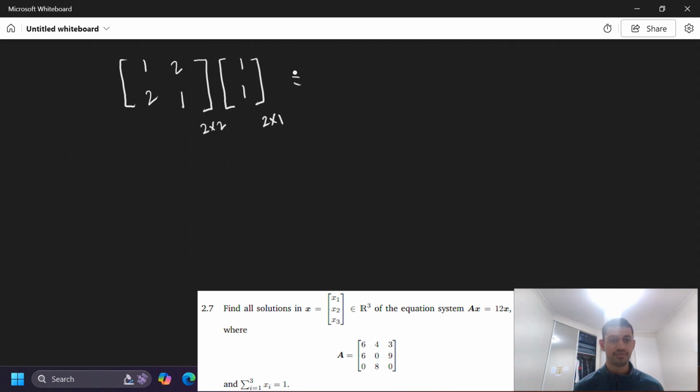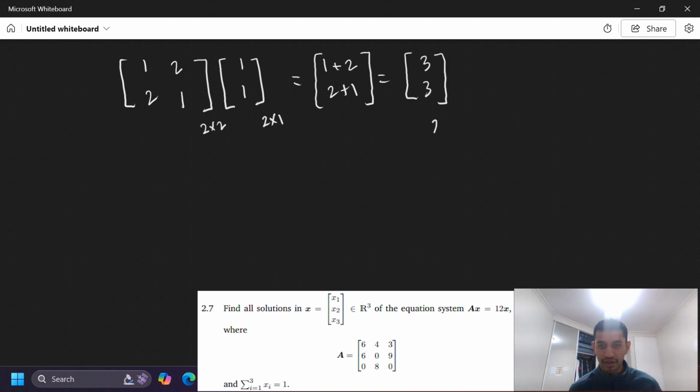We expect this to be 1 times 1 plus 2 times 1, so that is 1 plus 2, 2 plus 1, and this to be the resulting vector. You can simplify this, and this is just 3 times 3. And this is a resulting vector. So this was rather straightforward. Something you can do is pull out the common 3 as a scalar product of this vector.